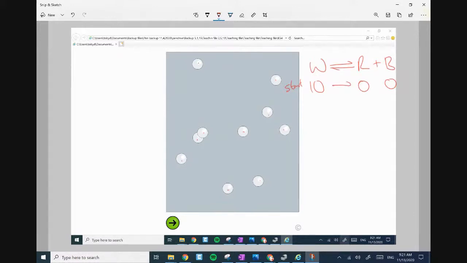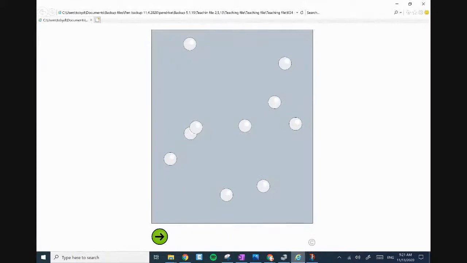So let's now look at what happens when I press start on my big start button. A white has decomposed into red and blue. The two reactions are happening under the same conditions simultaneously. Equilibriums are kind of special because in reality, the reactions never stop. They are permanently happening because they're going forwards and backwards at the same time.